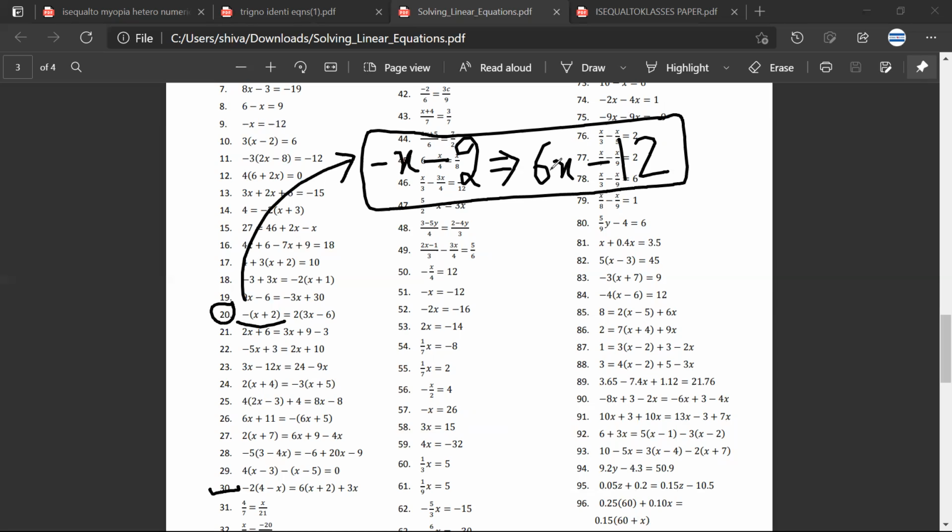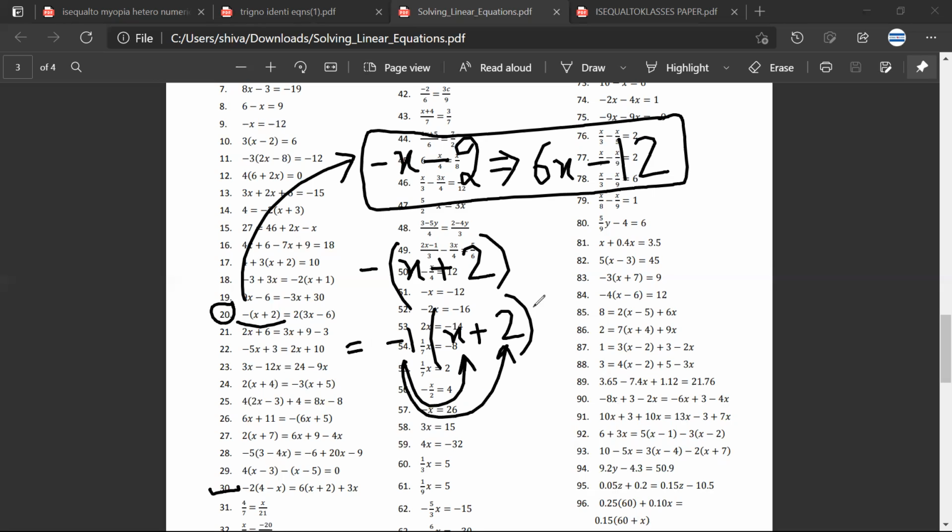No. See, again we need to understand that when we are opening this bracket minus x plus 2, if you are getting confused, just imagine this to be minus 1 into x plus 2. It is like you are multiplying minus 1 by x and minus 1 by 2. And this would be equal to minus x minus 2. Sarthak, any doubt?